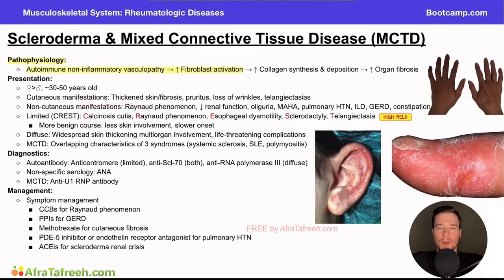Too many fibroblasts are being activated. This leads to increased collagen synthesis and deposition, and ultimately organ fibrosis. Again, the organ can be the skin, the manifestations that we see externally, or manifestations that occur more internally.